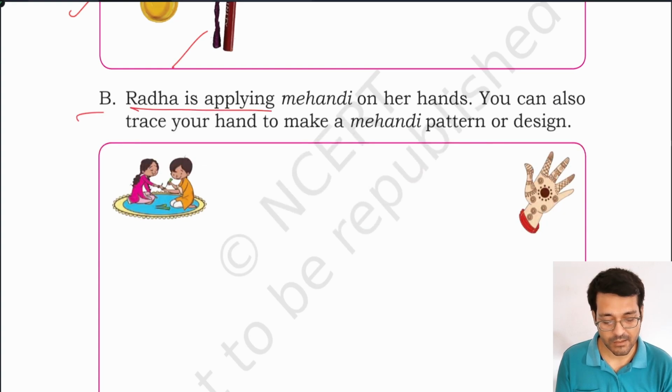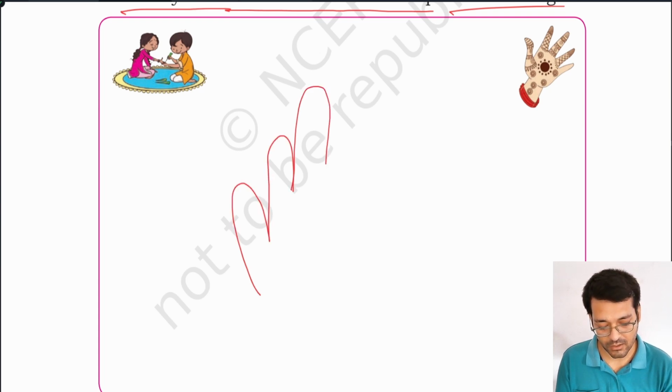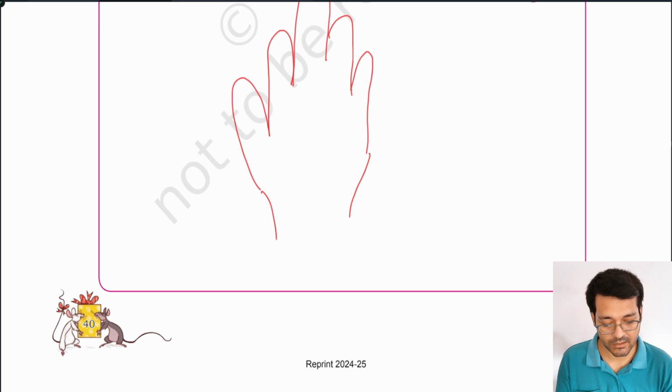B. Radha is applying mehndi on her hand. You can also trace your hand and make a mehndi pattern or design. You have to trace your hand by putting your hand on this sheet of paper and then taking it away, you get a trace of it, and make a design on it.